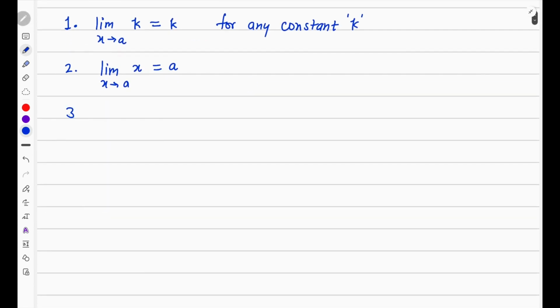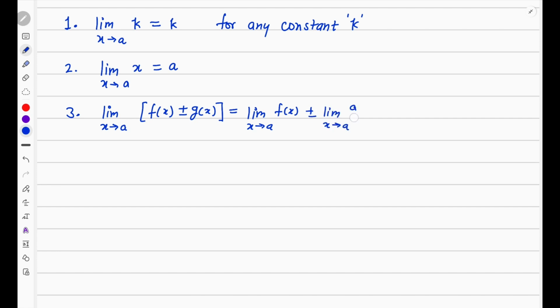The next is the limit as x approaches a of f(x) plus or minus g(x), which will be equal to the limit as x approaches a of f(x) plus or minus the limit as x approaches a of g(x). So we can take the limit for the two functions and subtract or add them as per the given.